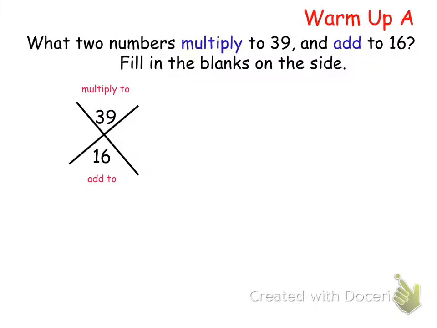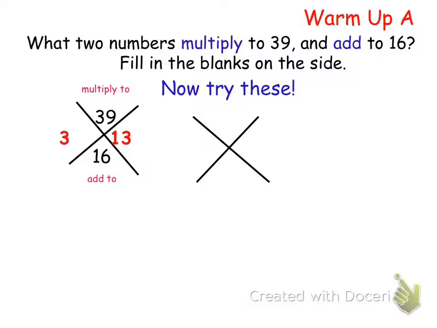All right, so I'd like you to find two numbers that multiply to 39 and add to 36. Molly, what would those two numbers be? 3 and 13. Perfect, 3 and 13.